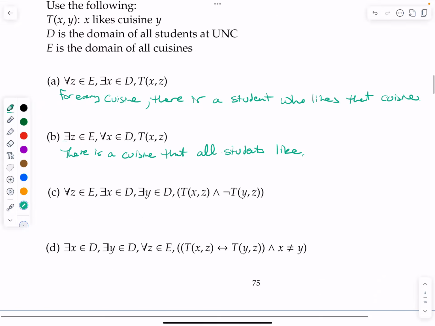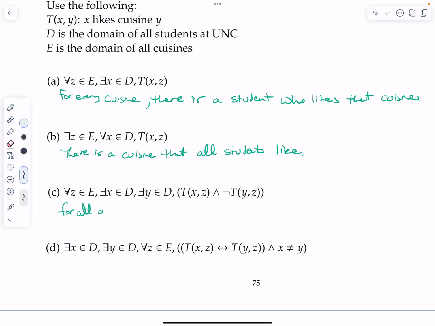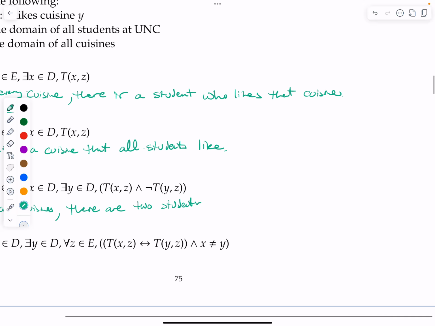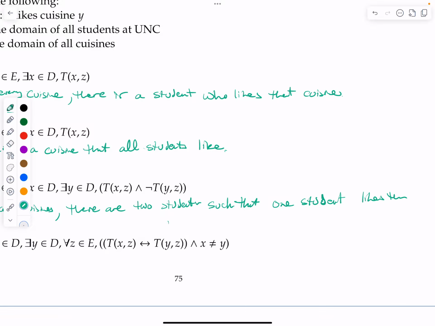All right, onward. For all cuisines, there is a student, there are two students, such that one student likes the cuisine and the other doesn't. So that's what this means, there is one who likes it, there is one who does not like it.